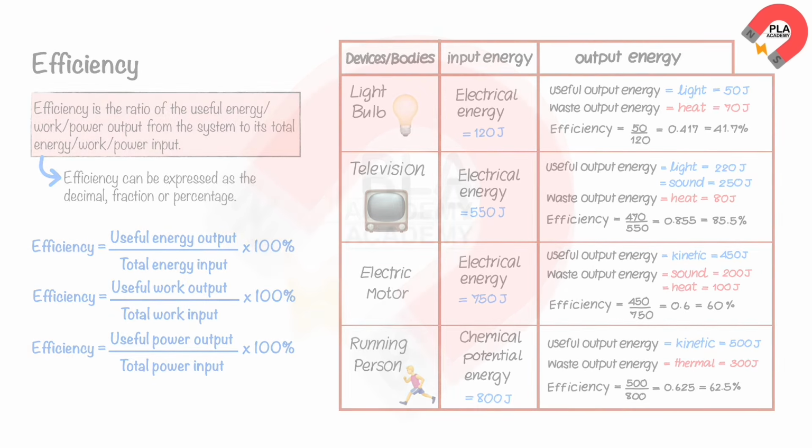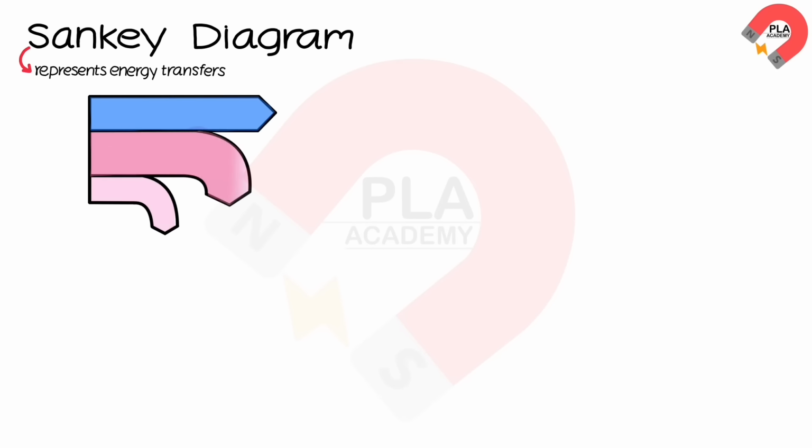Sankey diagrams can be used to represent energy transfers. These diagrams are characterized by splitting arrows that show the proportions of the energy transfers taking place. The different parts of the arrow in a Sankey diagram represent the different energy transfers. The width of each arrow is proportional to the amount of energy being transferred.